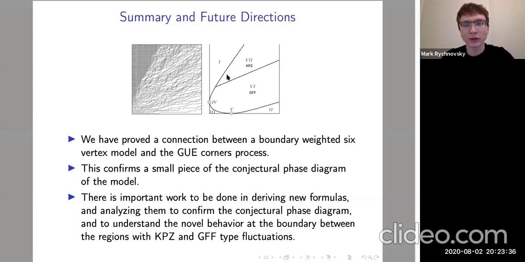And it would be especially interesting if someone could analyze what happens along this boundary between the KPZ type fluctuations and the GFF type fluctuations, because this is something that people don't have a good understanding of how this boundary should behave.